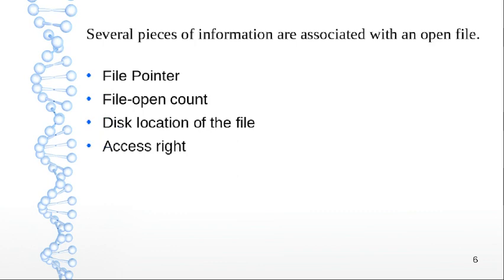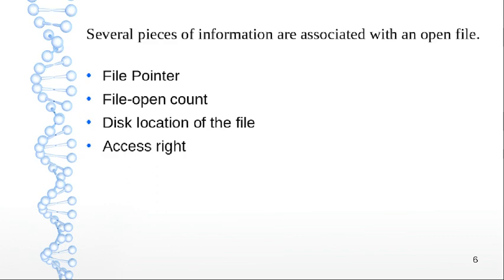Okay, next we have several pieces of information associated with the open file. We have the file pointer, the file open count, the disk allocation of the file, and the access rights. So what is the file pointer, by the way? The file pointer refers to the location of the read and the write. The system must track the read and write locations.